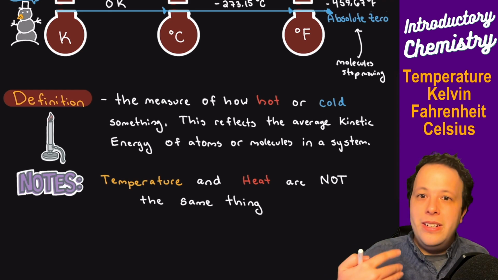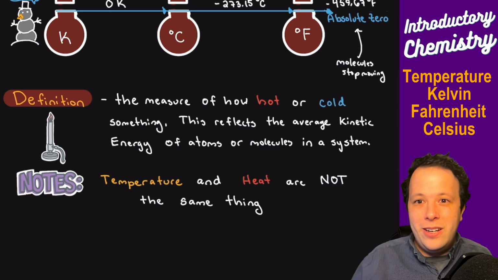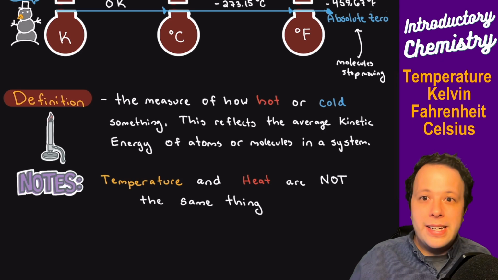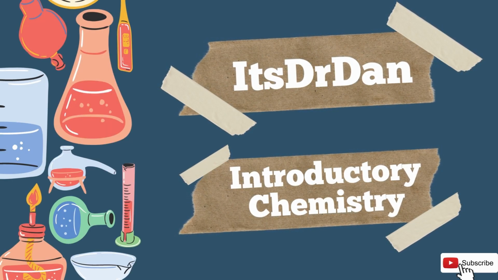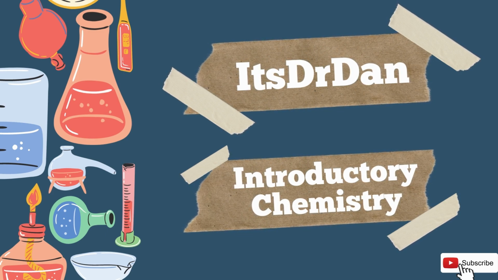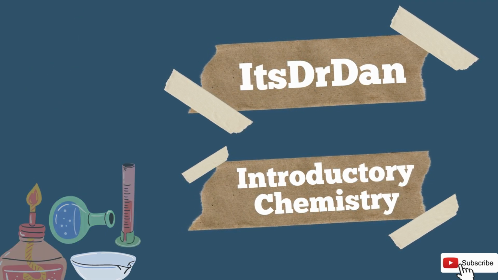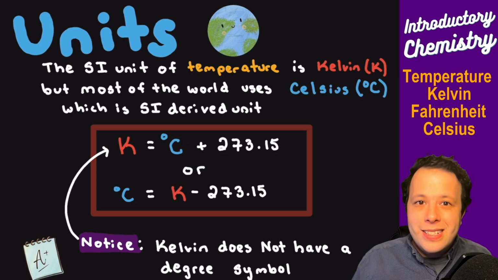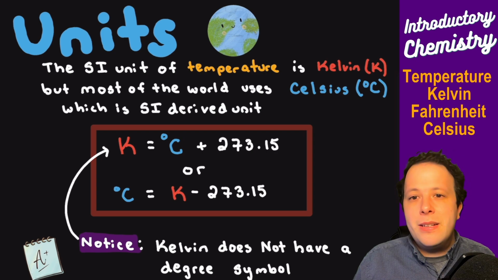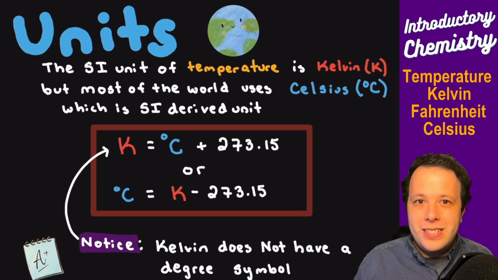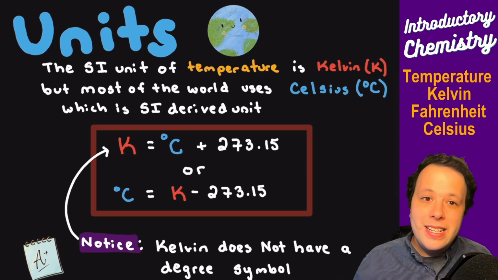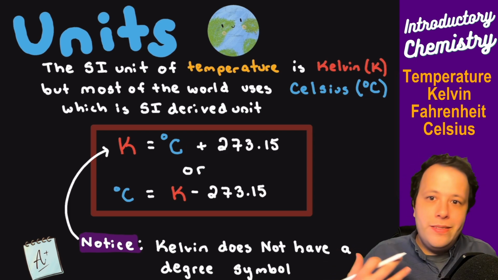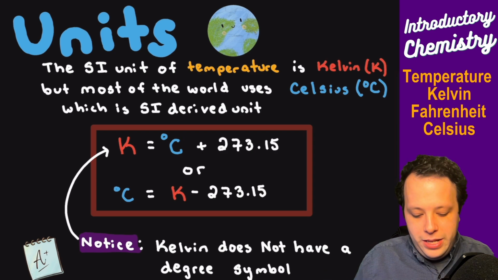Let's take a look at the different units that you will see. So going off of Kelvin, Celsius, Fahrenheit, let's see how we can calculate them. So the first unit is looking at the SI unit of temperature, which is Kelvin. But this is something that is used in the scientific community, but most of the world likes to use Celsius, which, like I said, is an SI derived unit because we can solve it using a formula. So how would we do that?